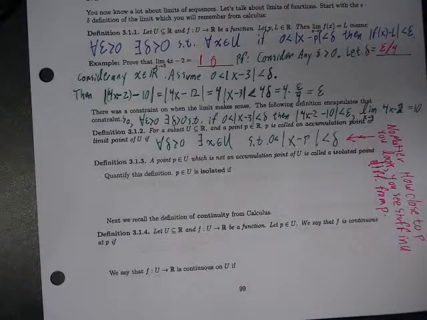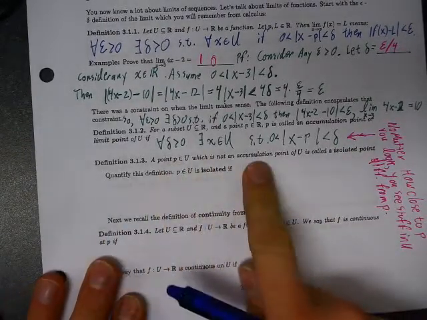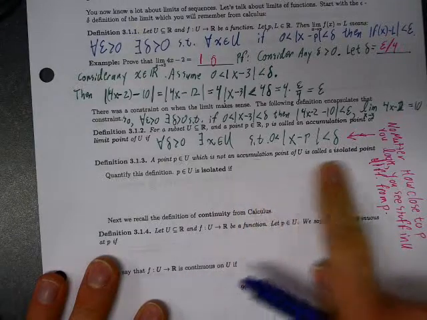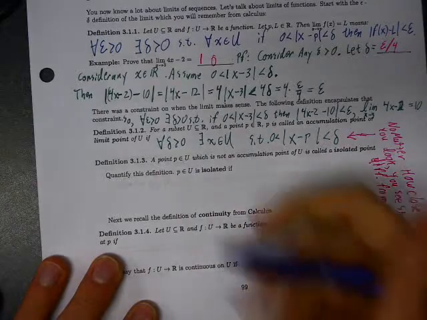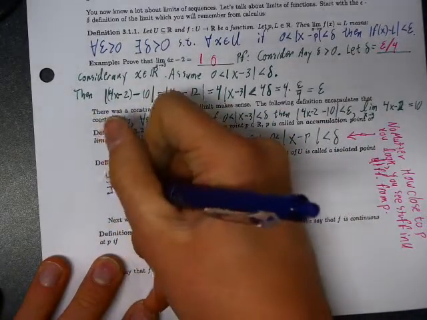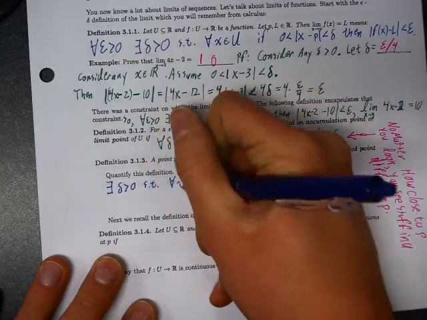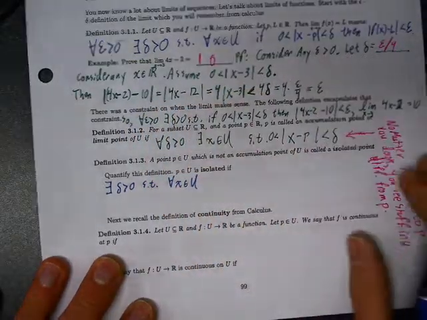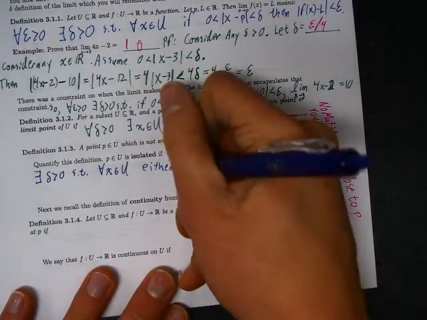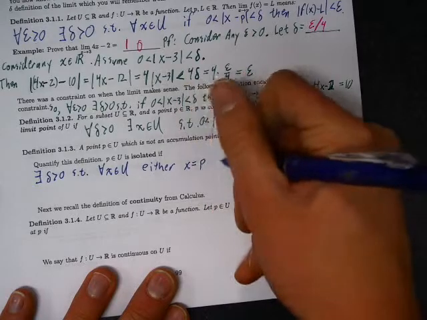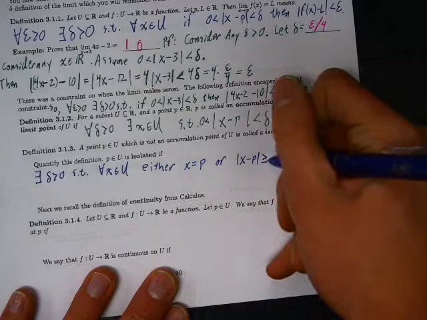We'll call such a point an isolated point. A point in U which is not an accumulation point of U is called an isolated point. And if we quantify that, we'll call P isolated if there exists some positive number delta such that for all x values in U, either x is equal to P or the absolute value of x minus P is bigger than or equal to delta.